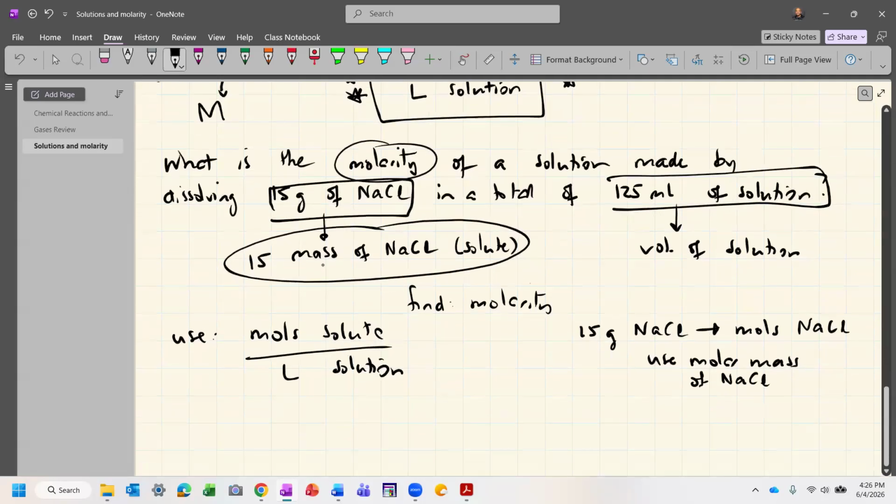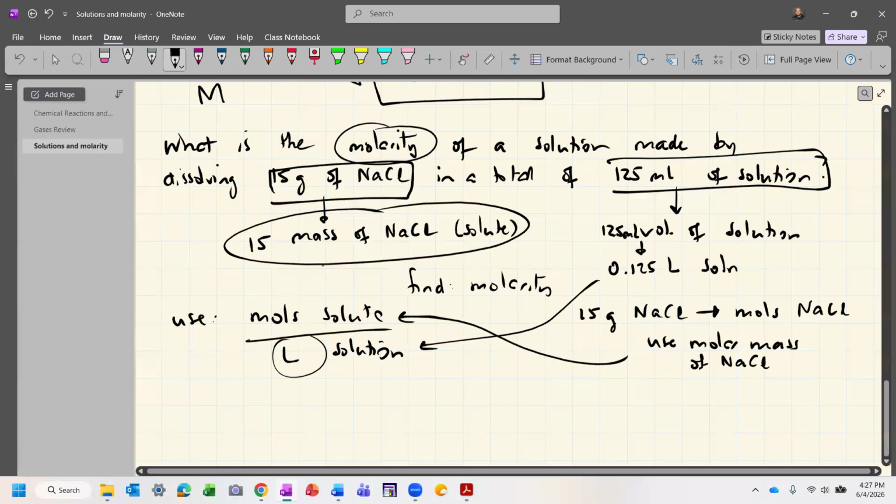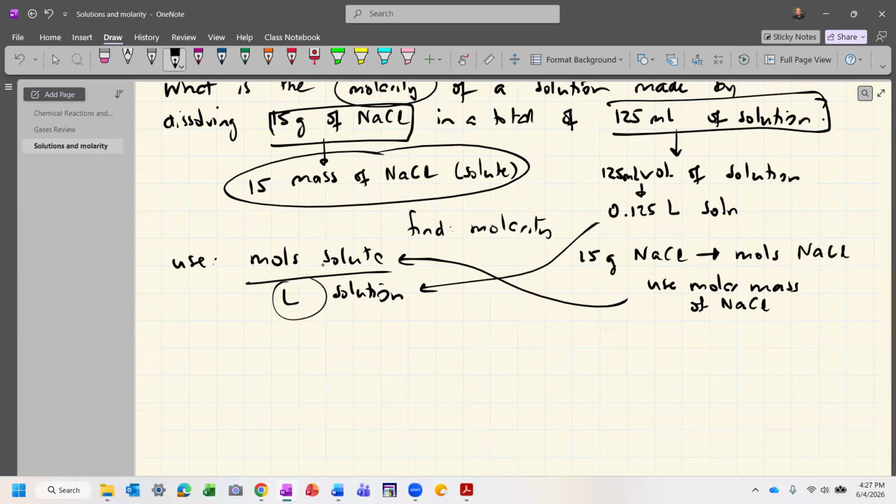Okay, and once you get that, you can plug it in here. We're given the volume of the solution, 125 mL. The volume has to be in liters, so you want to convert that. 125 mL is the same as 0.125 liters of the solution. That's going to go in here, and we simply divide those two, and we end up with the molarity. I'm not going to do the calculation. You can do that on your own as practice.